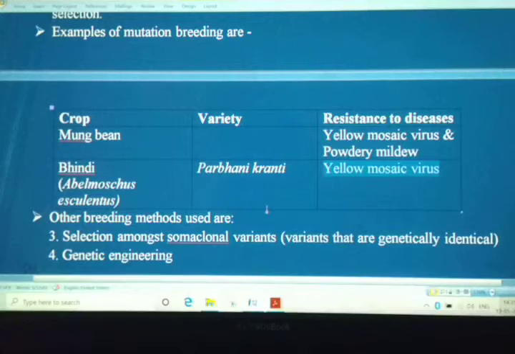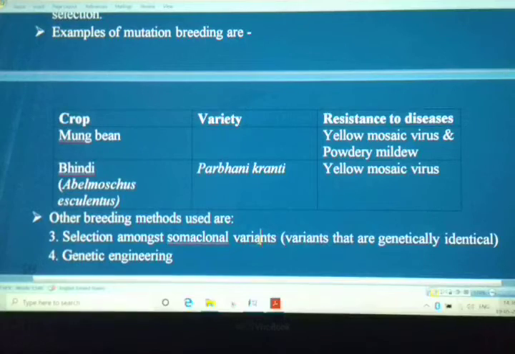Other breeding methods are there, two more. We'll just name them, we are not going to explain them. One is selection amongst somaclonal variants. Somaclonal मतलब एक जैसे, क्लोन्स हैं, which are identical to each other, genetically identical variants, varieties having genetically similar characters. उसमें से सिलेक्शन करना है कौन से प्लांट का कैरेक्टर अच्छा है. And the last, fourth method is genetic engineering.